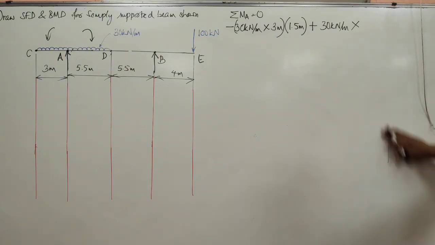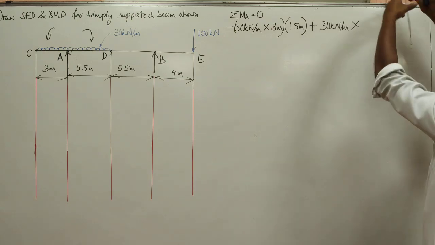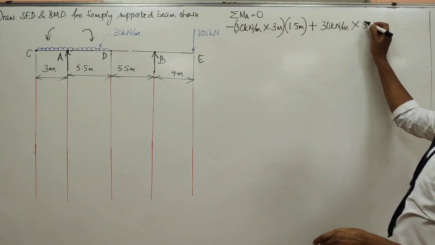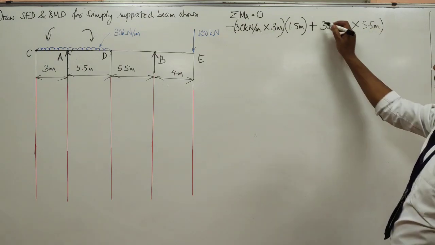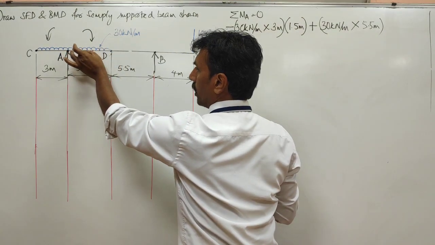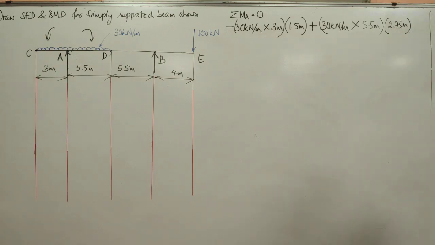Is this visible up to this side? Is it visible up to here? Okay. So this is spread over 5.5 meters, and this UDL could be imagined to be placed at the center of this. So what is half of 5.5? 2.75 meters. So that is plus.